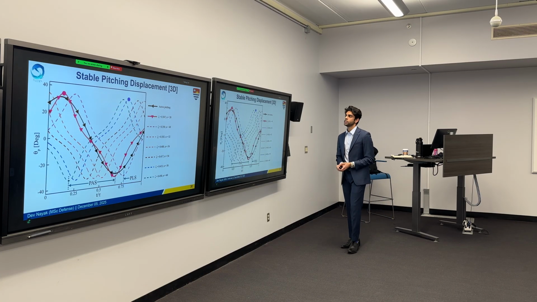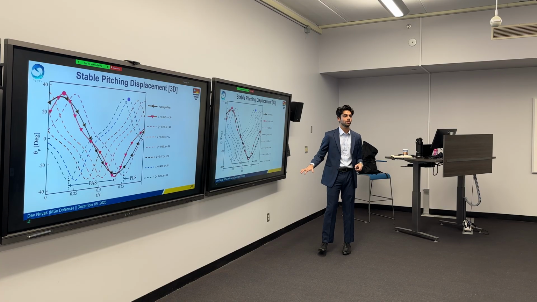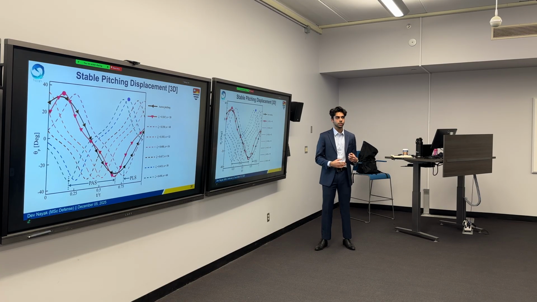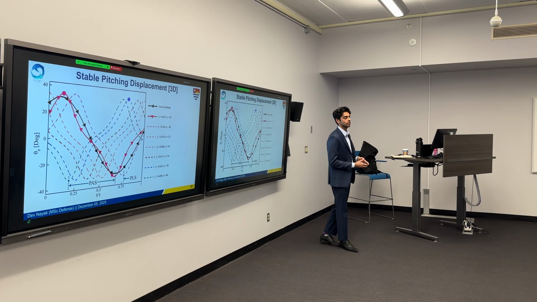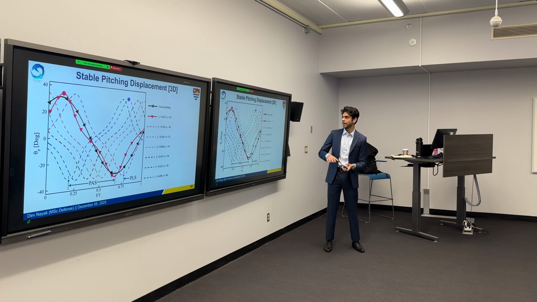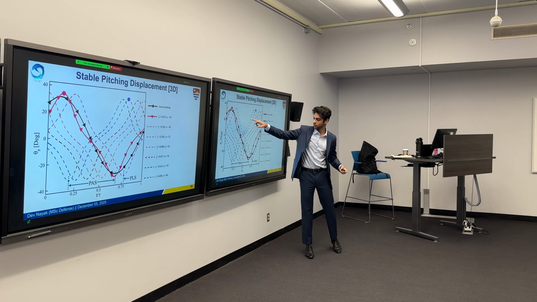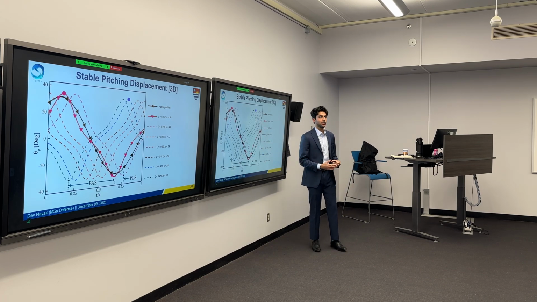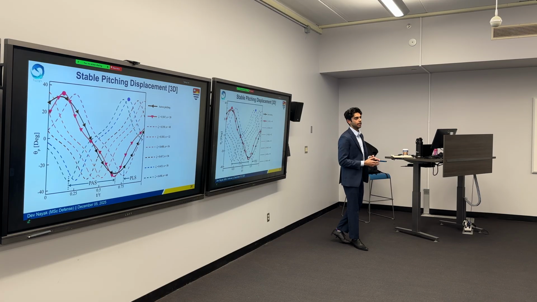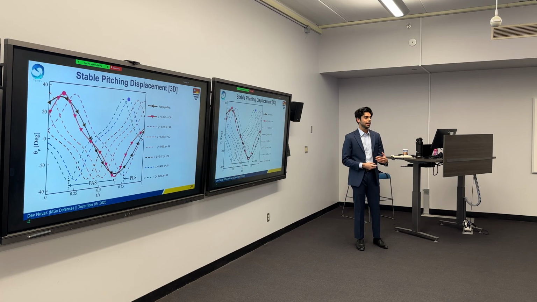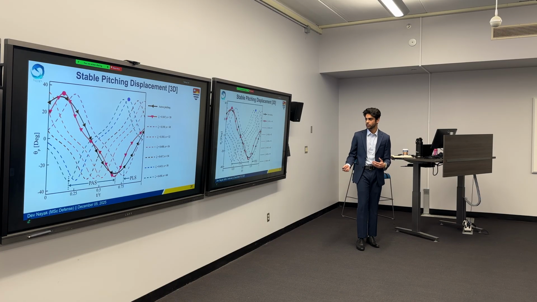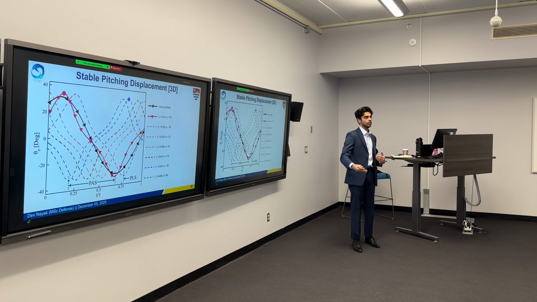Now here we can see the stable pitching displacement. For all the cases we had, we plotted their displacement and distinguished them using this term, PLS, which is phase lag synchronization. The reference case is the active pitching. If the displacement of the passive control lags behind the displacement of the active pitching, that's going to be called PLS, phase lag synchronization. If it's advancing, it's going to be phase advanced synchronization.